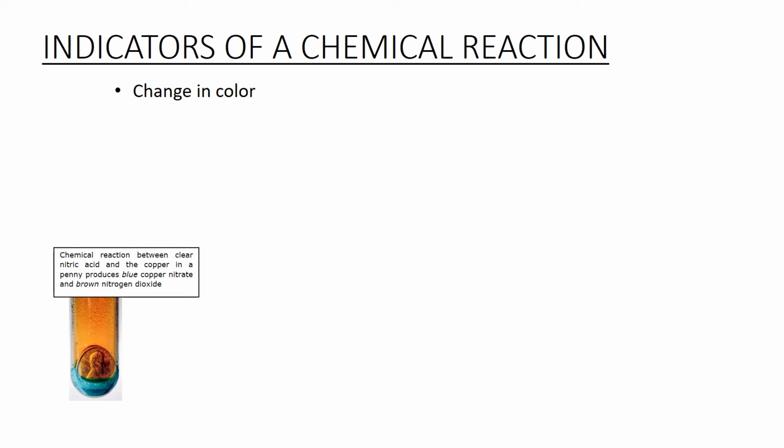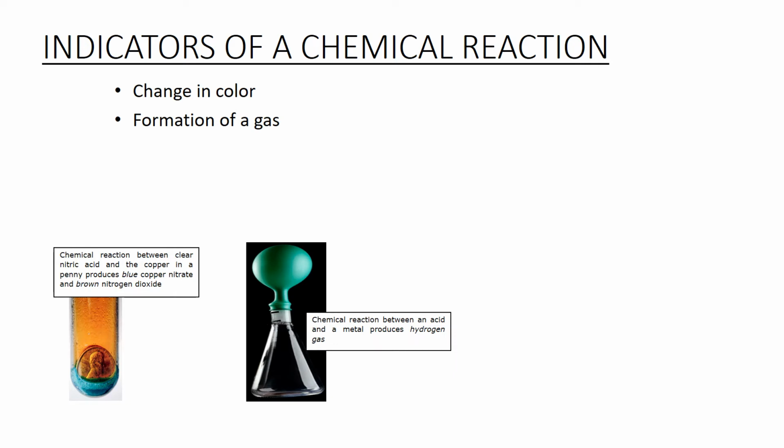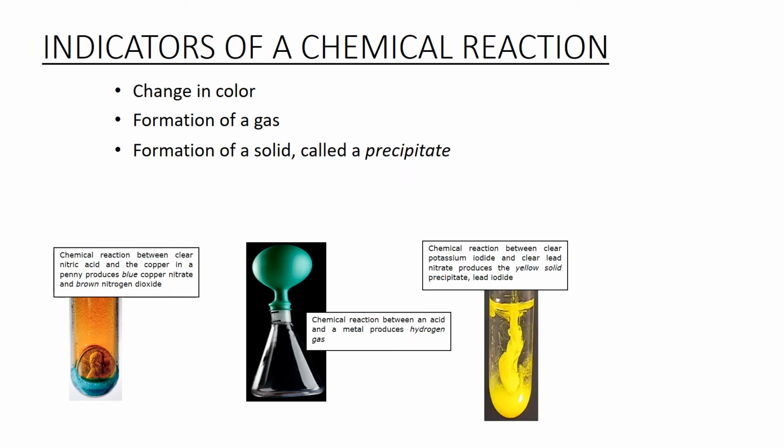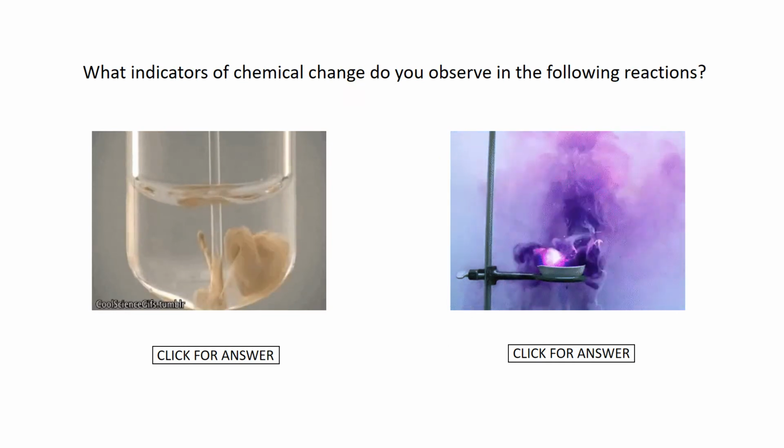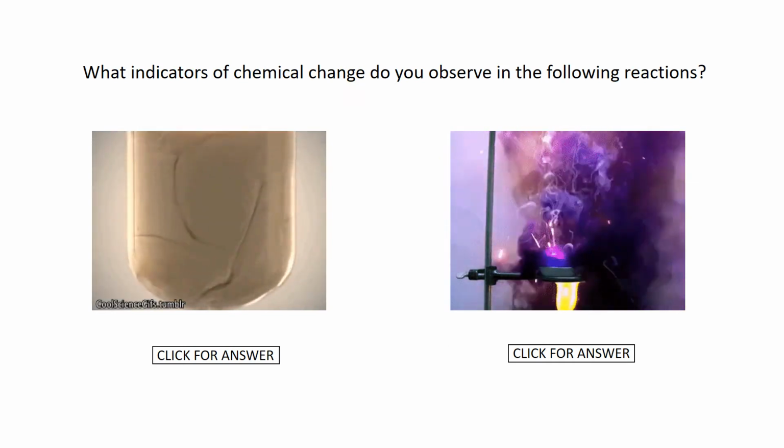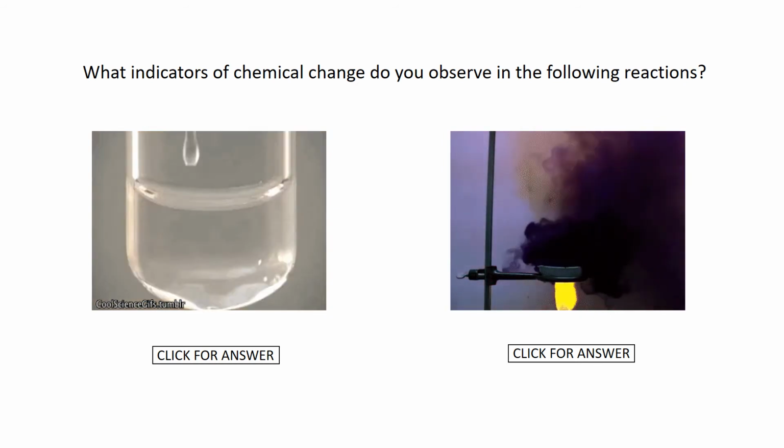How we know this occurs on a macroscopic or large scale is by indicators of a chemical reaction. We talked about these last semester and a little bit at the start of this semester, but let's refresh our memories. Some of the observations that tell us a chemical change has taken place are a change in color, formation of a gas, formation of a solid, which we call a precipitate, and a change in energy, either a temperature change or if light is emitted. Take a look at these two different reactions and see if you can make observations as to the indicators of a chemical change.